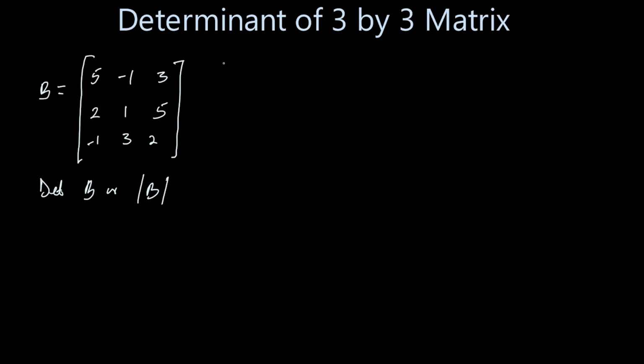Now for us to solve this, we remember our signs, plus, minus, plus. So we have plus, minus, and plus. Then we pick 5. Remember, we pick 5 first, and it's a positive. So we have positive 5. We close the row and the column that contains 5. We remain with 1, 5, 3, 2. So we have 1, 5, 3, and 2.